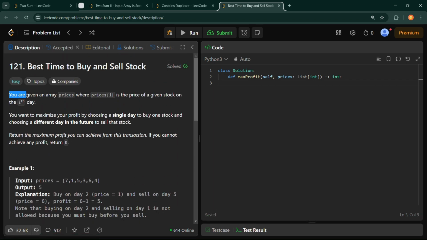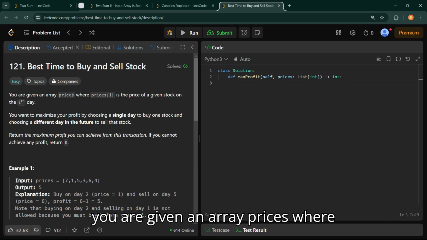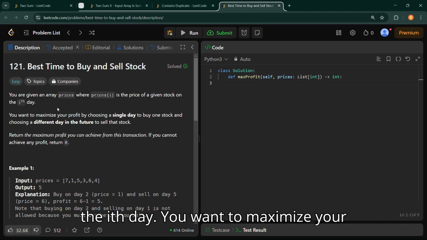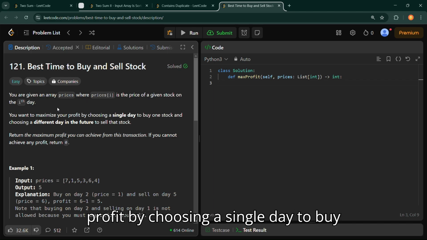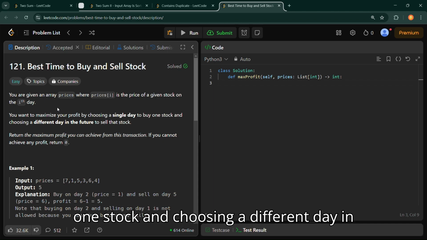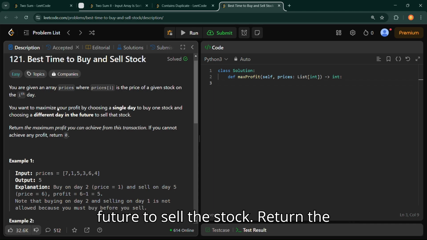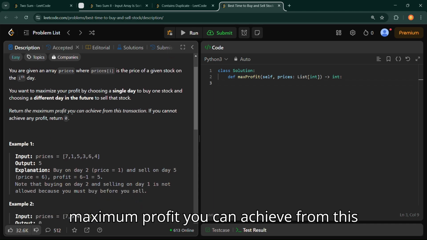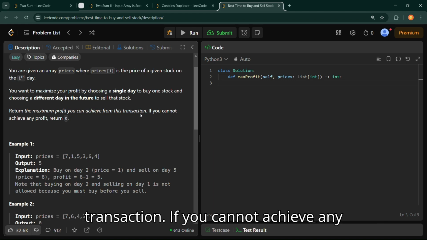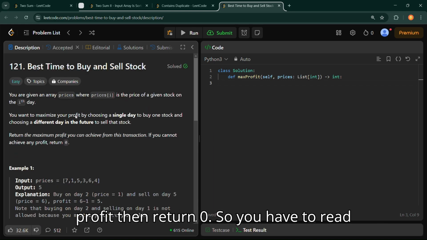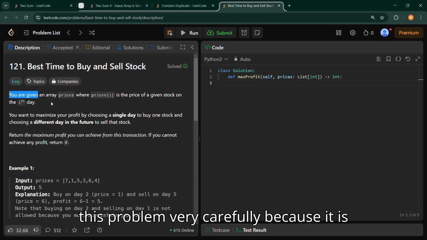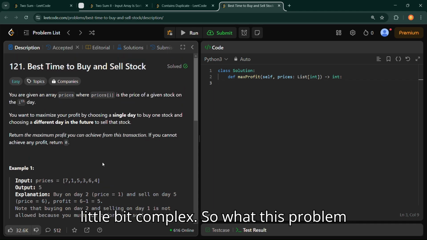The problem is: you are given an array prices where prices[i] is the price of a given stock on the ith day. You want to maximize your profit by choosing a single day to buy one stock and choosing a different day in the future to sell the stock. Return the maximum profit you can achieve from this transaction. If you cannot achieve any profit, then return 0. So you have to read this problem very carefully because it is a little bit complex.